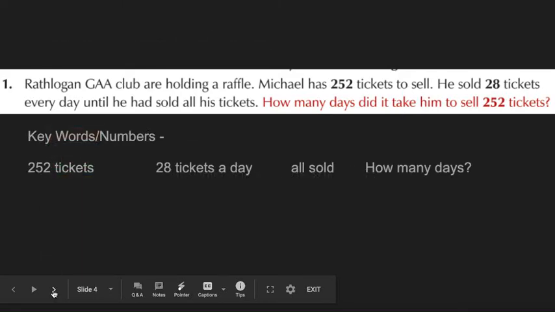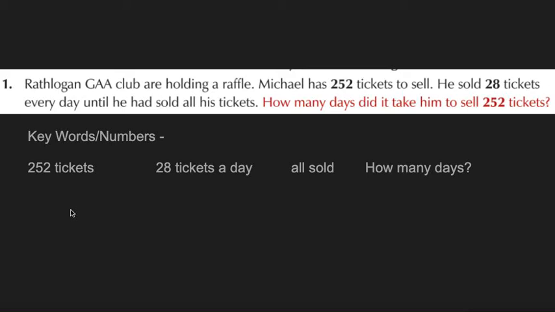Now, keywords, boys. So I went through the question and I picked out some of the keywords or phrases or numbers that I thought we were going to need to solve this problem. Right. So first thing I picked out was 252 tickets. So we definitely know at the start we had 252 tickets. That's going to be important. Okay. Second thing, we sold 28 tickets a day. So I put in 28 tickets a day.